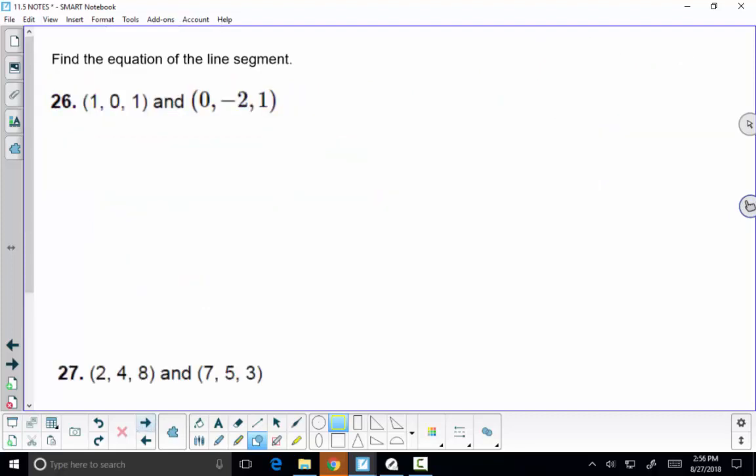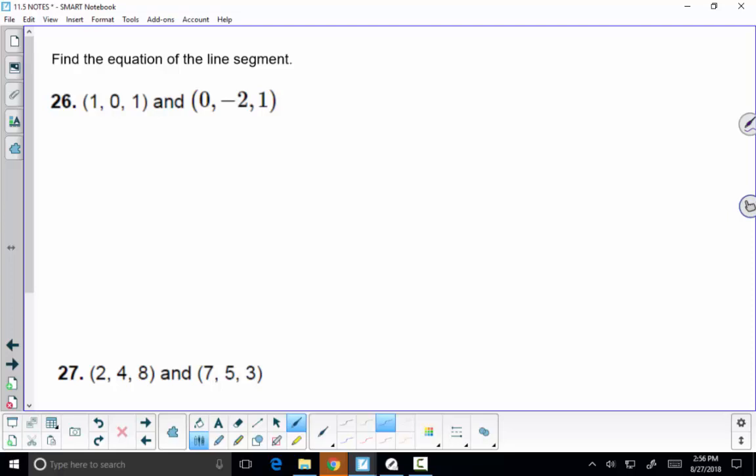So what about a line segment? A line segment is just part of a line. So all we do is find the equation of the line and then restrict the domain.